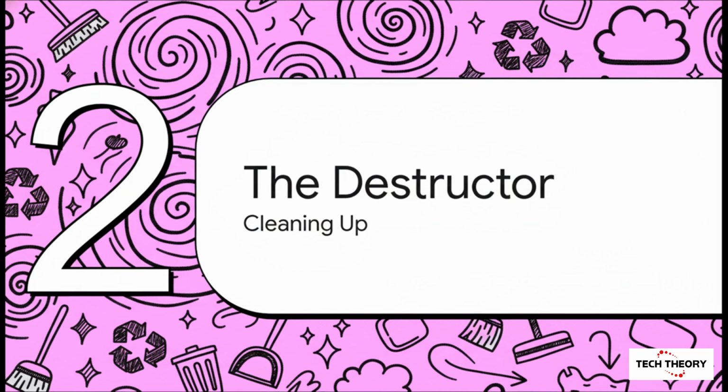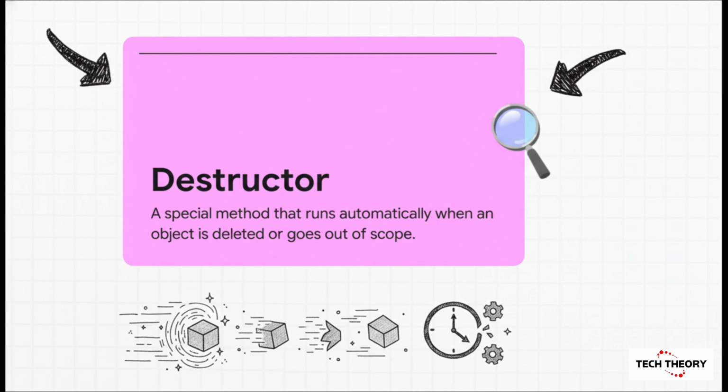Okay, so that's the beginning of the story. Now let's jump to the other end of the life cycle. After an object has done its job, it's time to say goodbye. And this is where the destructor takes over, to make sure it's a clean, tidy departure. And yep, you guessed it, just like the constructor, the destructor is also automatic.